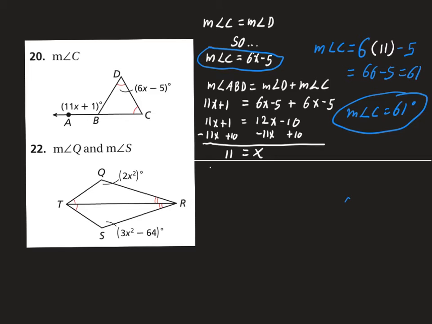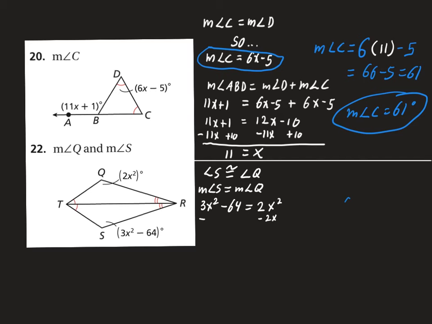So for this next one, we're using the third angles theorem. So we know that the angle S is congruent to angle Q, so therefore the measure of angle S has to be equal to the measure of angle Q. So we're going to set up the equation by using substitution. That 3x squared minus 64 is equal to 2x squared.